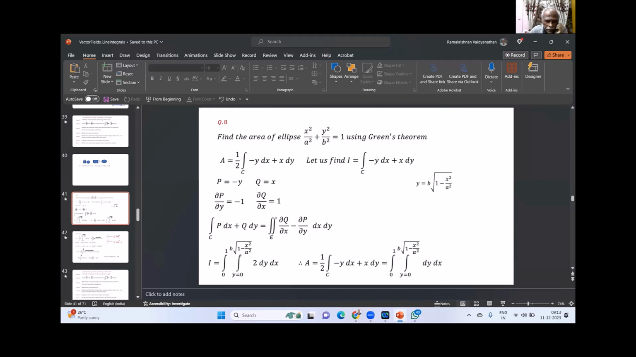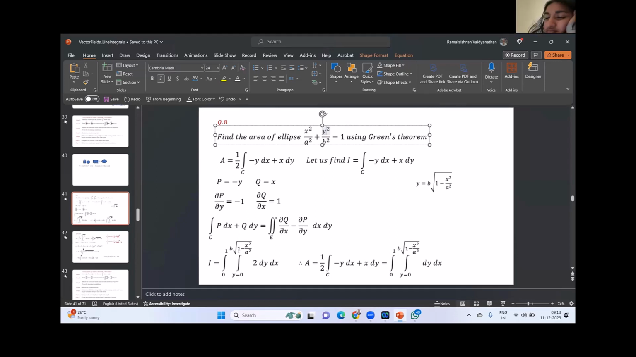Only thing is the limit here; the relation is x squared by a squared plus y squared by b squared equals 1. What is the limit for y? y is equal to b times the root of 1 minus x squared by a squared. So I put the limit for dy first: y is equal to 0 to this.